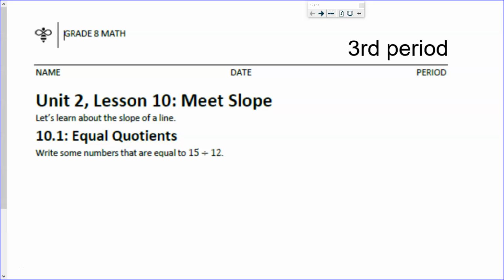To get started, we have this very quick problem. It says we want you to write some numbers that are equal to 15 divided by 12. Notice what I'm saying. I say some numbers. That means plural. But this is just one single problem here, so how can I have multiple numbers that all answer the same question? Take a second and think about that.